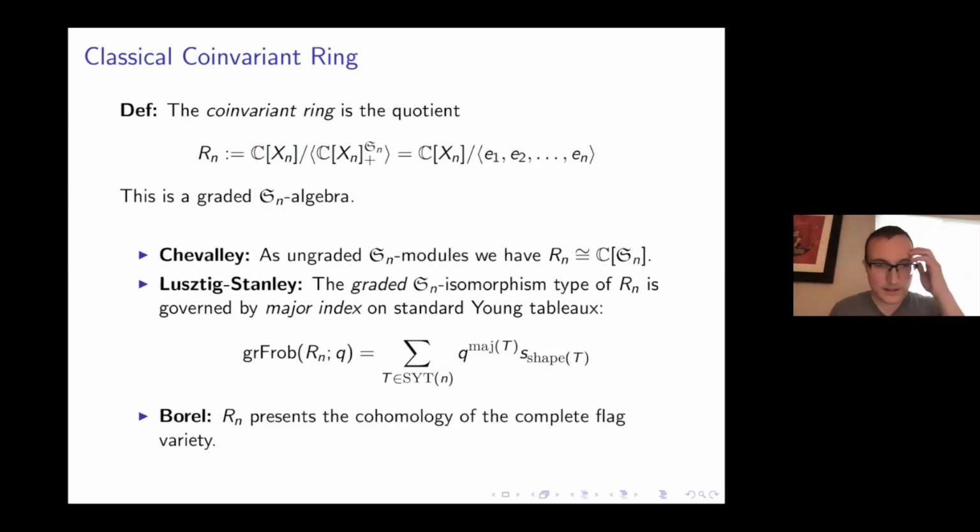And this ring is also important in geometry. So Borel proved, as we saw in Alex Young's talk, that R_n presents the cohomology of the complete flag variety in type A.